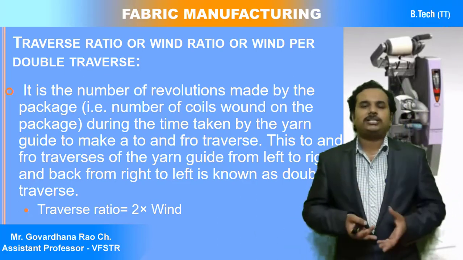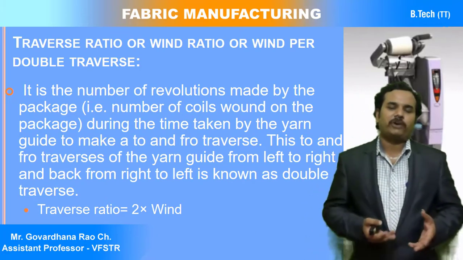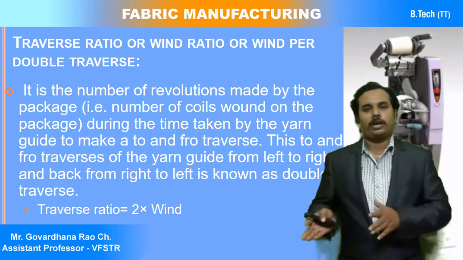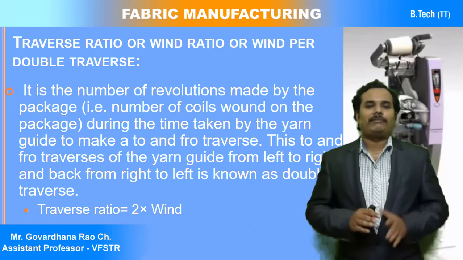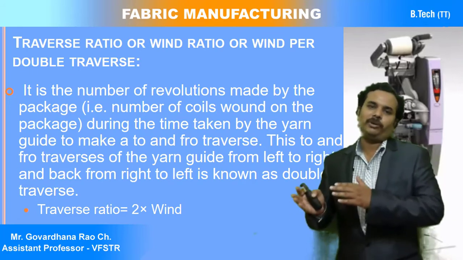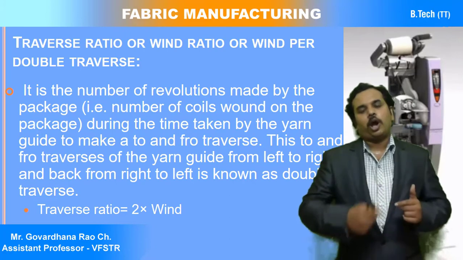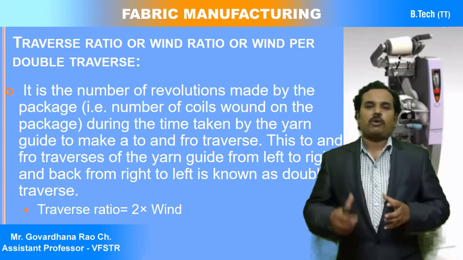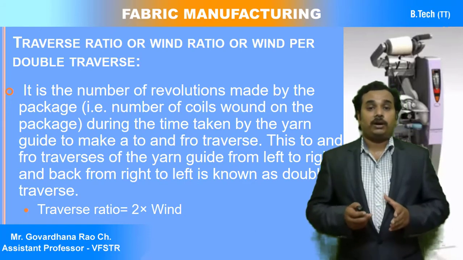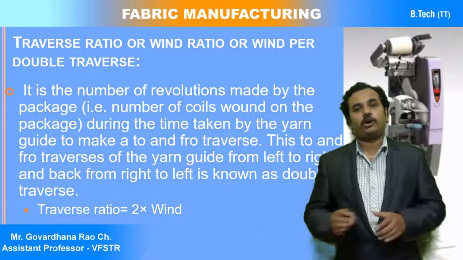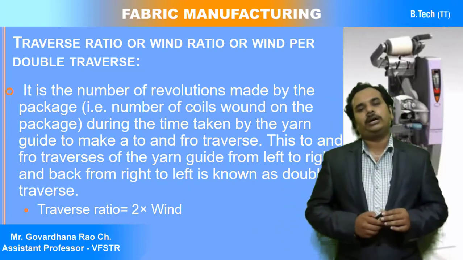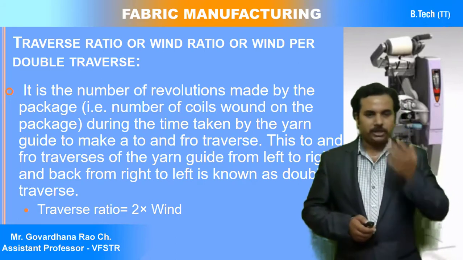So the traverse ratio has a small formula: wind into 2. Wind is nothing but going from one side, left to right, that is winding. Then again the yarn comes from the right to left. So how many coils are wound onto the package for to and fro, that is called the traverse ratio. To and fro, how many coils are made on the package is nothing but the traverse ratio.